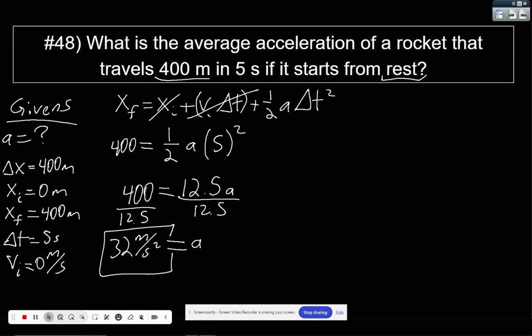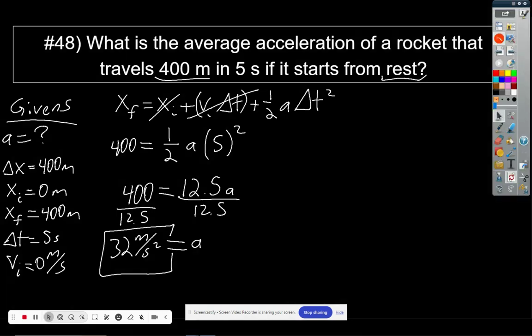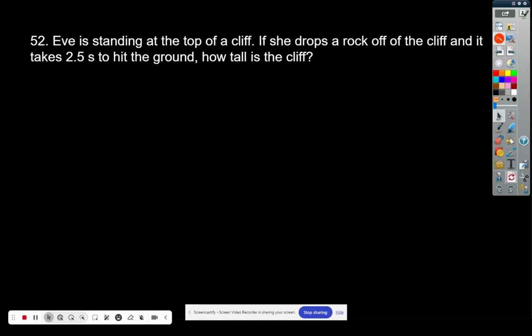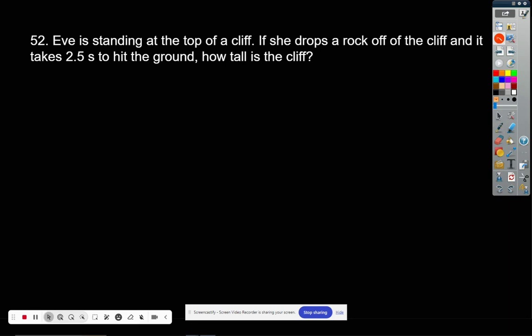Jumping on over to the next one. We've got 52. I think this is the last one. Eve is standing at the top of a cliff. If she drops a rock off of the cliff and it takes 2.5 seconds to hit the ground, how tall is the cliff? This question I'm a big fan of because I like hiking, and this is a thing you can actually do to get a decent estimate on how high up you are.